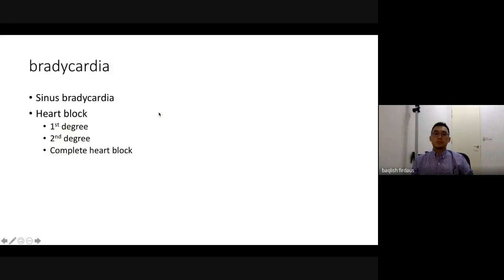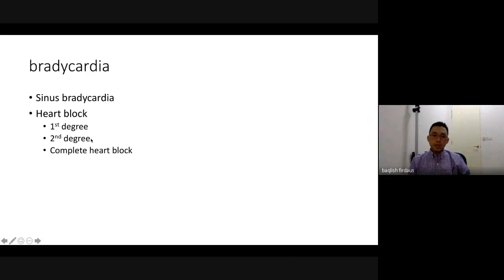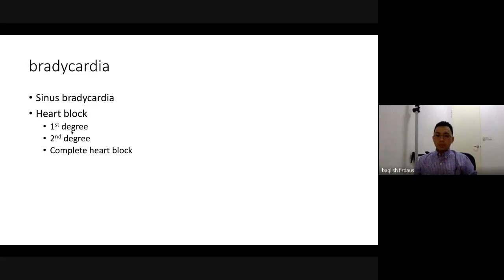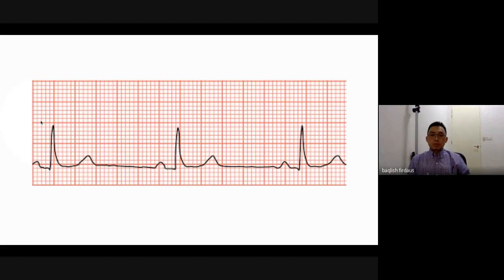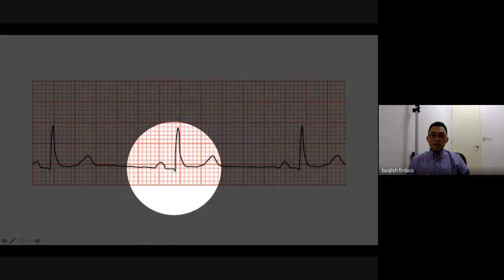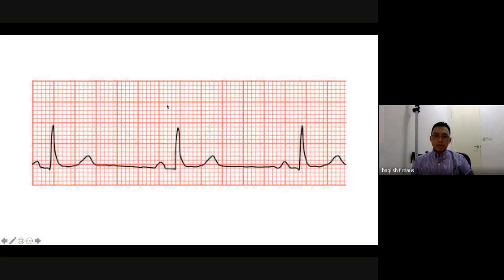So bradycardia can be further divided into sinus bradycardia and heart block. Heart block can be further divided into first degree heart block, second degree heart block, or complete heart block. If the PR interval is less than 3 small boxes, but the heart rate is less than 60, we call it sinus bradycardia.